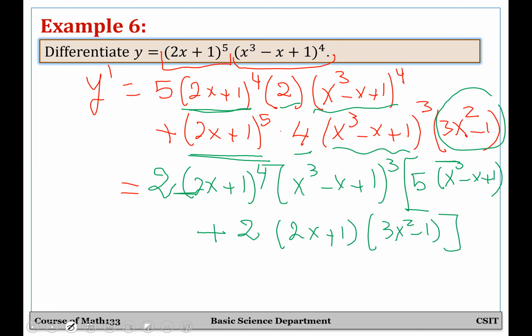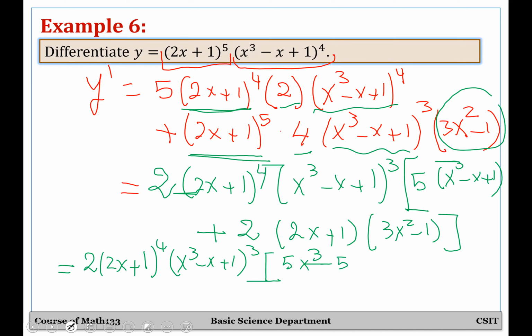You need to expand what it is inside the brackets to continue the computation. So it's equal to 2x plus 1 power 4 times x cubed minus x plus 1 power 3. And now I will expand. So it's 5x cubed minus 5x plus 5. And then the second part to be expanded, we have 4 terms multiplied by these 2. So I will expand like that.